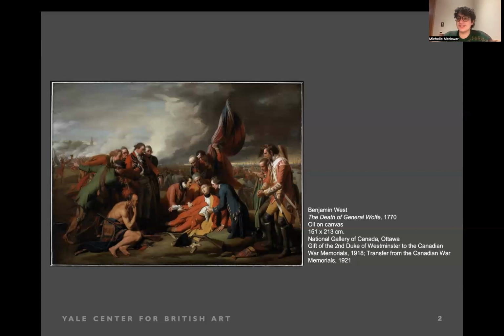Although France did not actually cede the territory, which was then known as New France, to the British until 1763 with the signing of the Treaty of Paris, this moment on the Plains of Abraham really marked a turning point in the war. It represents the ascendancy of the British, especially at the expense of the French.